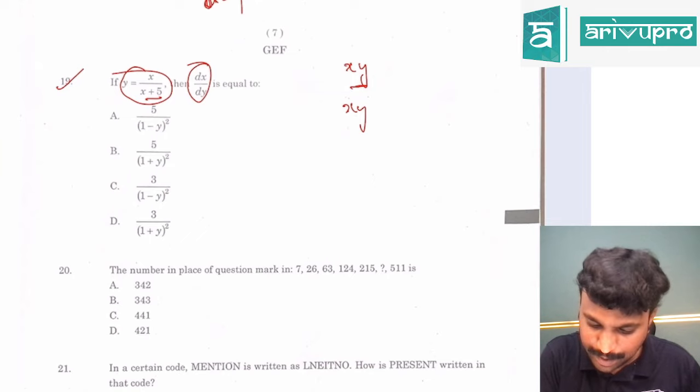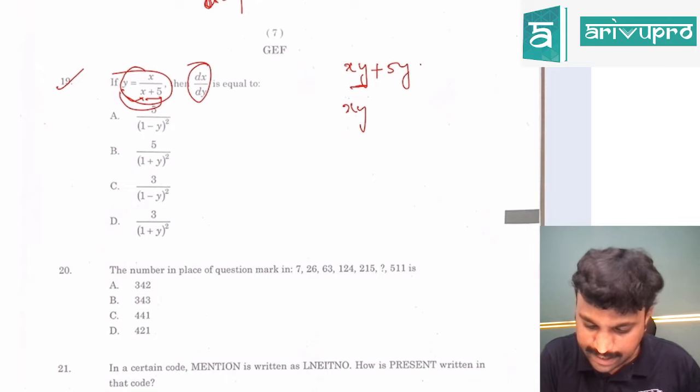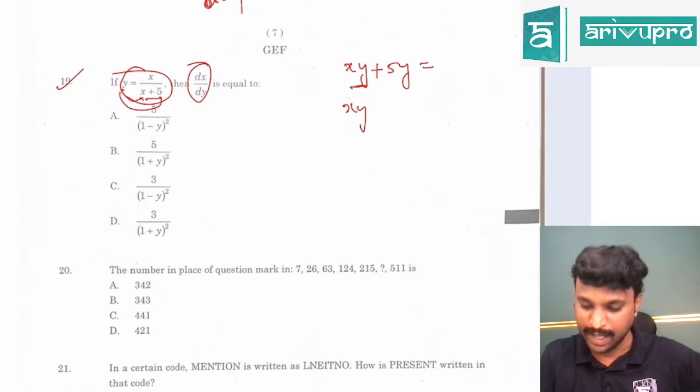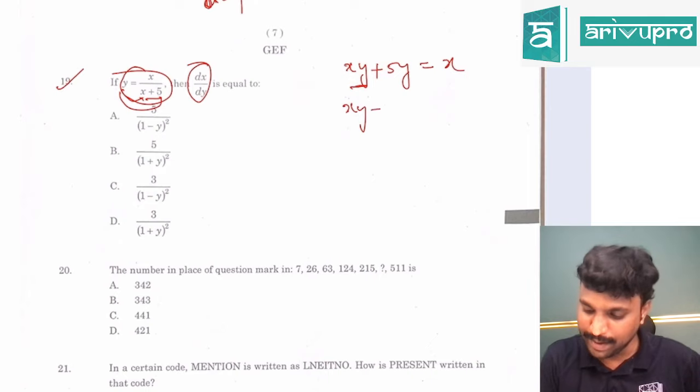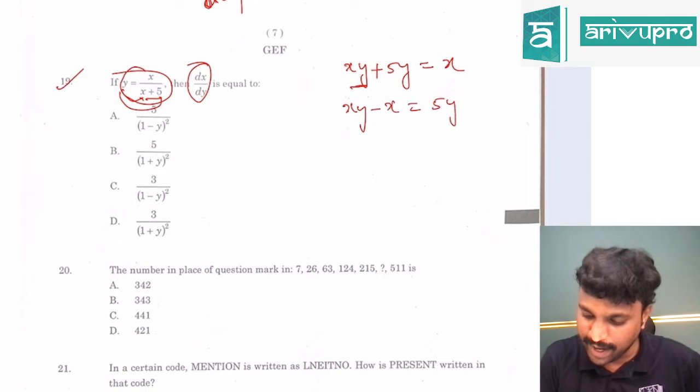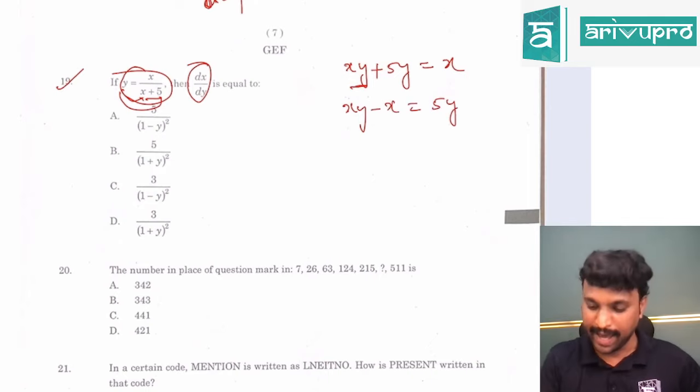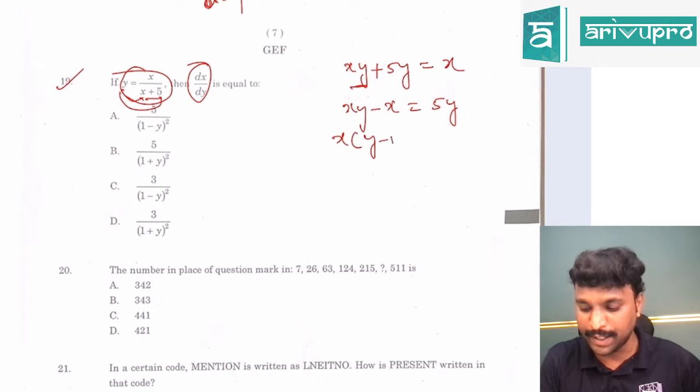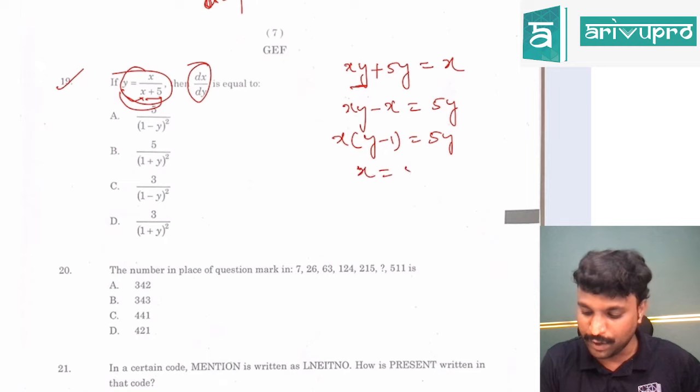Y is multiplied with x. Oh, it's correct only, right? So x is multiplied with y becomes x into y, and 5 is multiplied with y becomes 5y, and that is equal to what? x. Correct? So xy minus x is equal to 5y. Now we need to express x in terms of y. So x outside, y minus 1 inside the bracket, so 5y. Therefore x is equal to 5y upon y minus 1.